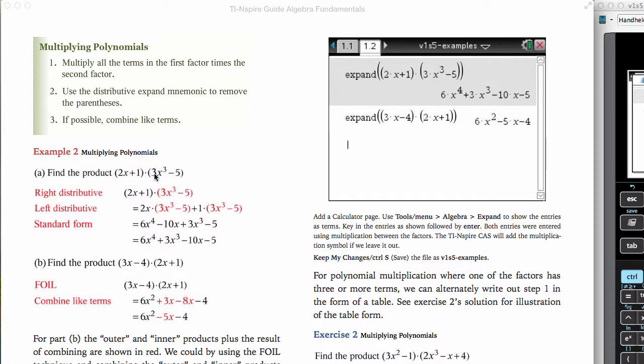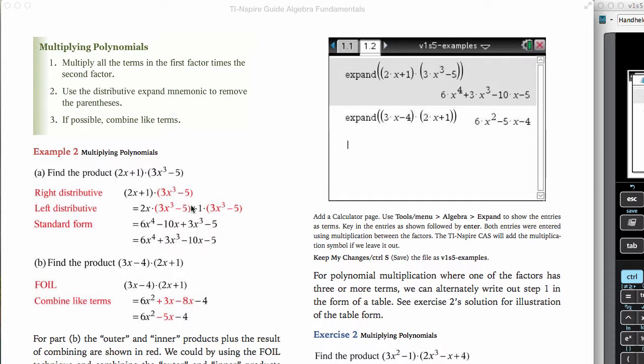We'd go 2 times 3 is 6x to the 4th. This one times the second one, so 2 times minus 5 is minus 10, and we have the x. Then we go to the next term in the first one and take it times everything, so 1 times 3 is 3x squared, and 1 times minus 5 is minus 5. Then we put things in what they call standard form, which is descending order, so it becomes 6x to the 4th plus 3x cubed minus 10x minus 5.